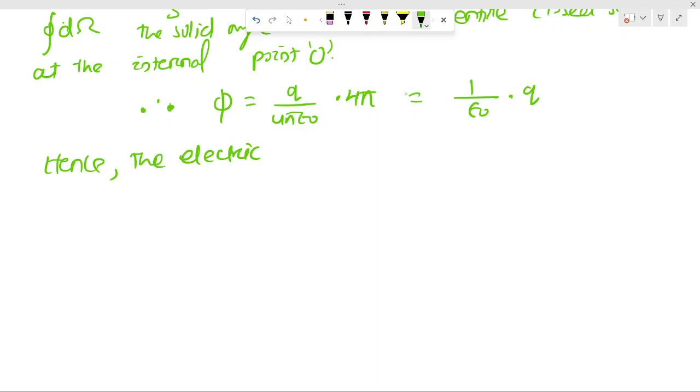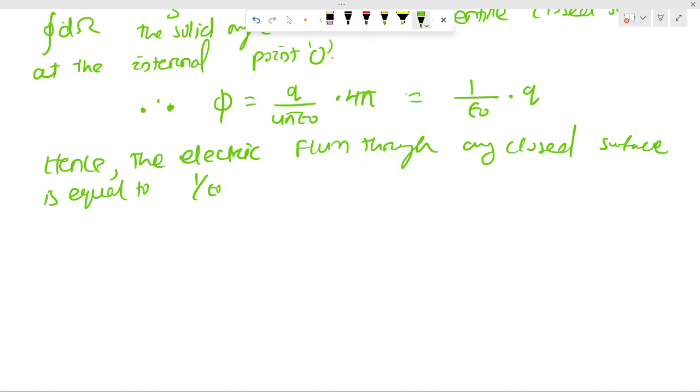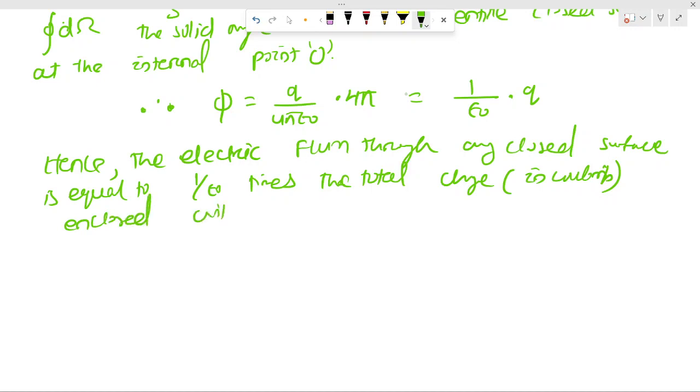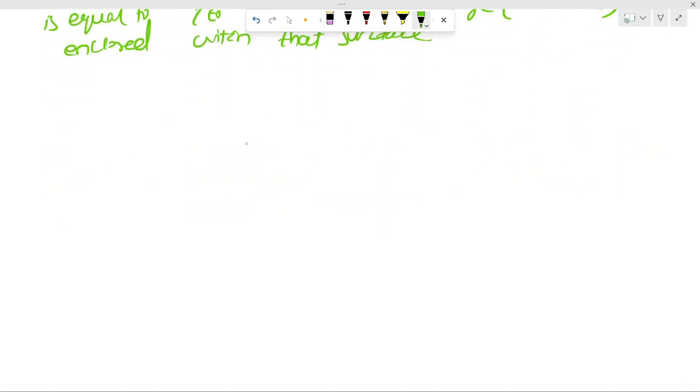Hence, the total electric flux through any closed surface is equal to 1 upon epsilon naught times the total charge in coulomb enclosed within that surface. So this is all about your Gauss law.